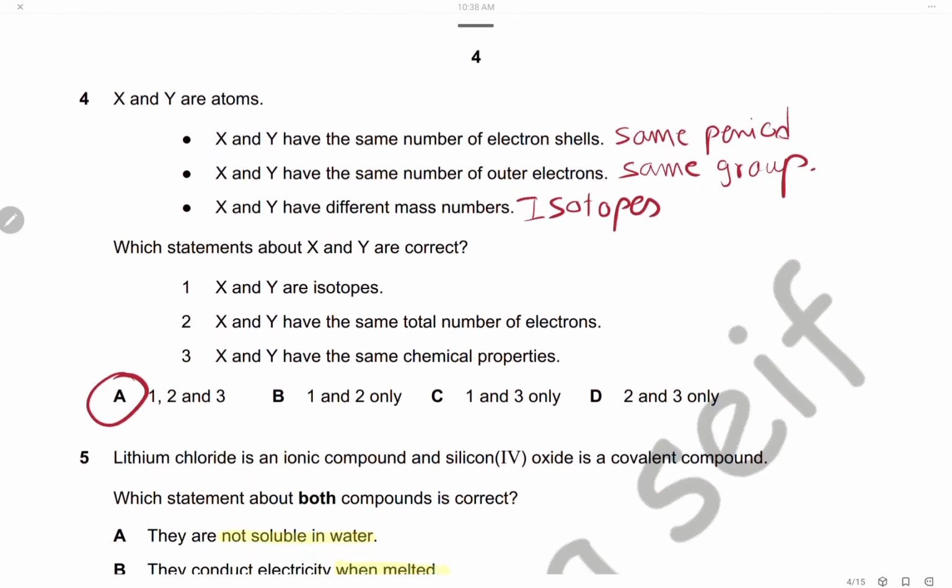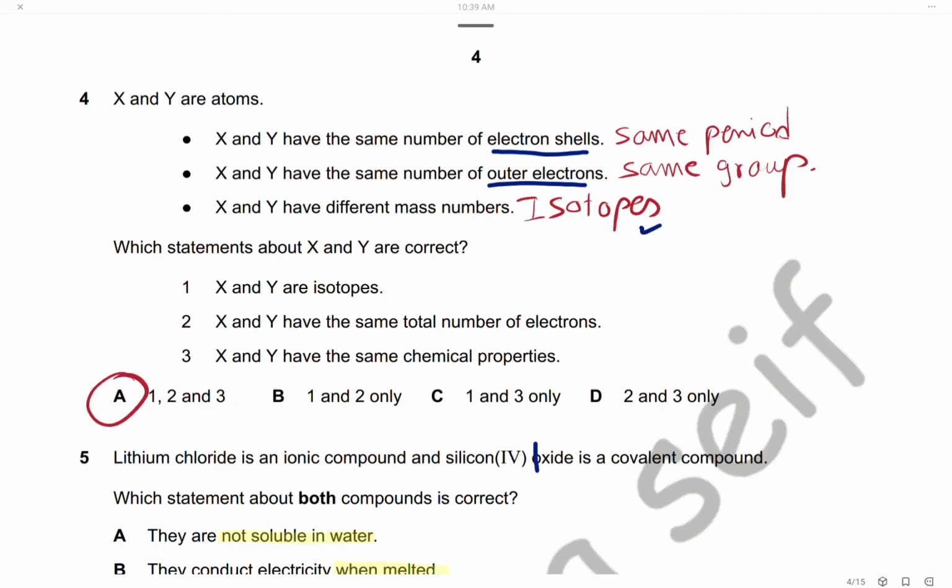Question 4. X and Y are atoms. X and Y have the same number of electron shells. The number of electron shells equals the number of the period. That means they are in the same period. X and Y have the same number of outer electrons. That means they are in the same group. And of course, if elements are in the same period and the same group, they are the same element. X and Y have different mass numbers. That means they have different numbers of neutrons inside their atoms. X and Y are isotopes of the same element.